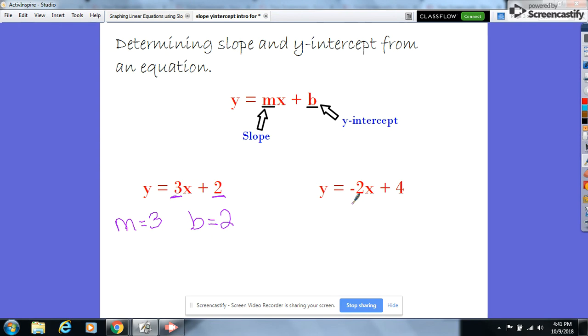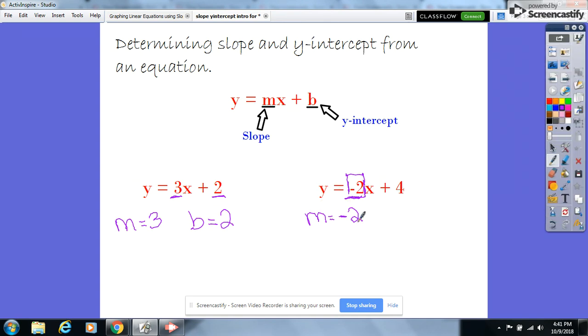Let's do another one. Y equals negative 2x plus 4. Again, the slope is going to be with the x. In this case, the number with the x happens to be a negative 2. Here's where you need to be really careful. Our slope is in fact negative 2. You need to make sure that you're actually writing that negative symbol because 2 is not the same thing as negative 2. Then for identifying our y-intercept again is this number over here, which in this case is going to be our 4.